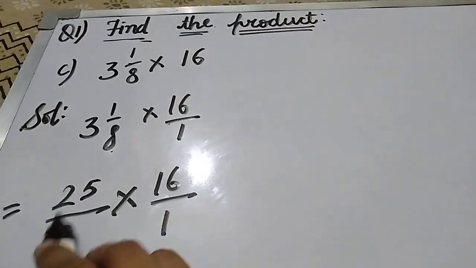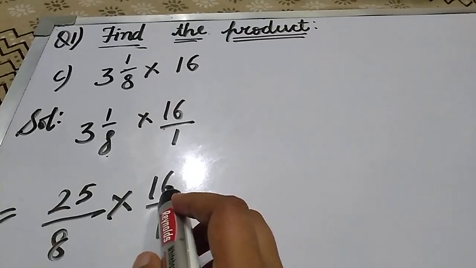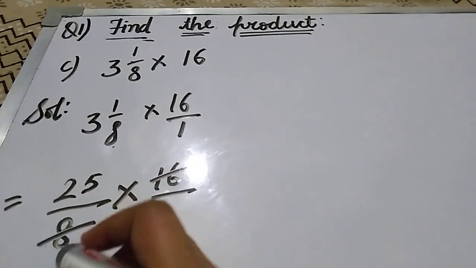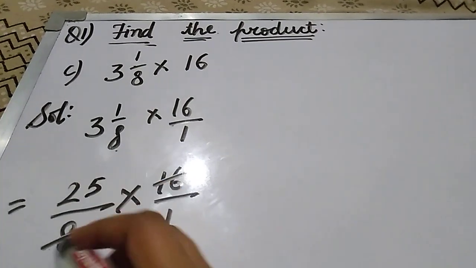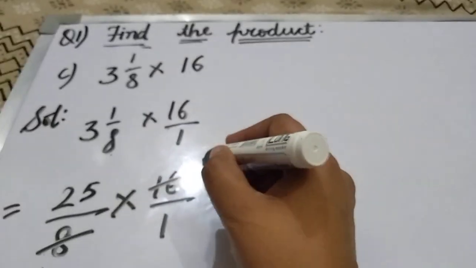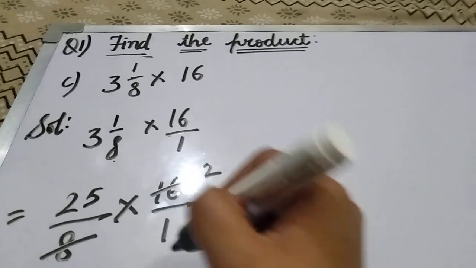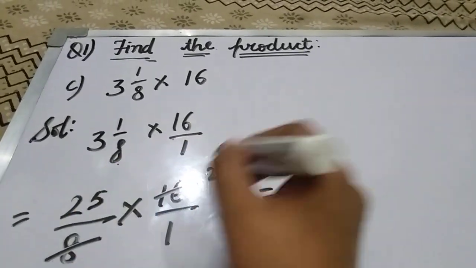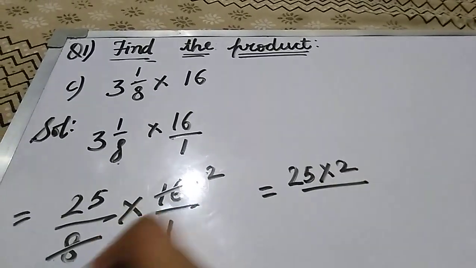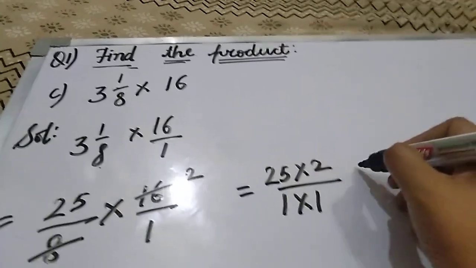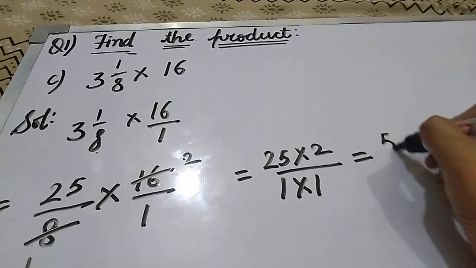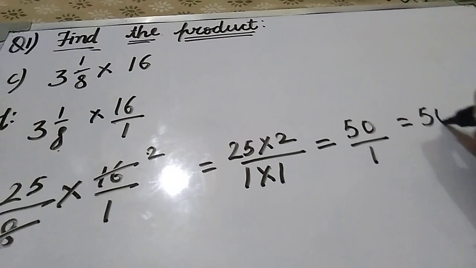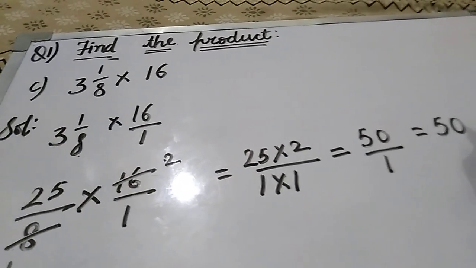Now check it. Is it possible to simplify? Yes, 8 and 16, because the common factor is 8. So you have to cut it by 8, 1, and here is 2. After that there is no simplification, so you have to multiply numerators and multiply denominators. So 25 twos are 50, 1 one is 1. Which equals 50. So this is your answer.